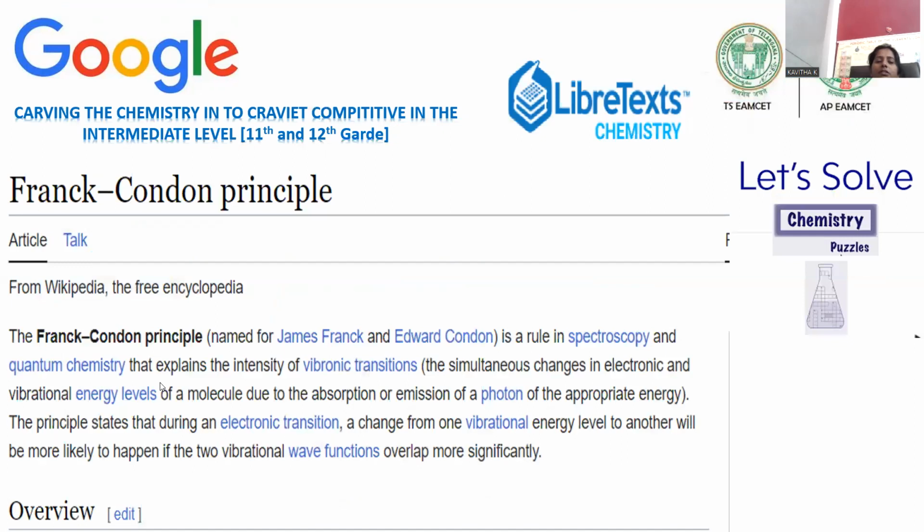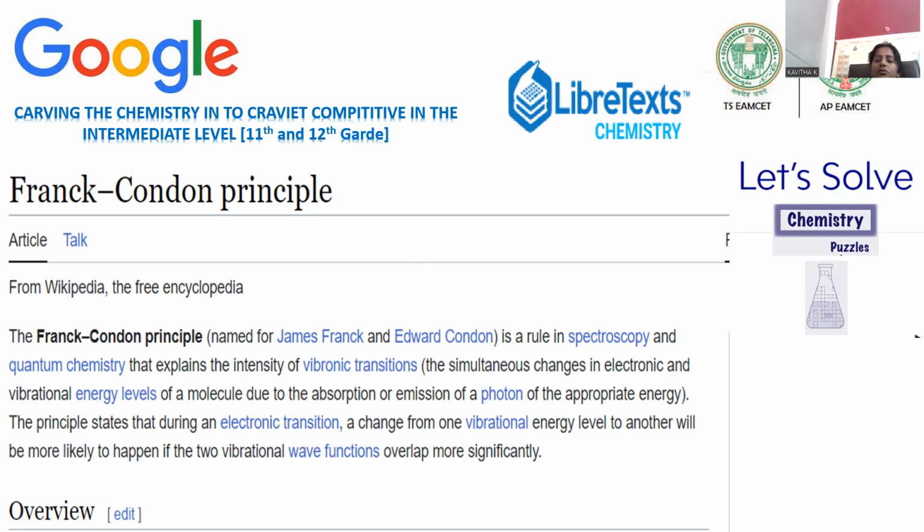So let's see what the Franck-Condon principle is first. Franck-Condon principle is a rule in spectroscopy. Spectroscopy deals with how a molecule stretches, bends, vibrates, or undergoes any kind of transitions expected due to the induction of light. So light matters in order to get certain kinds of internal molecular transitions. That is purely explained with spectroscopy.